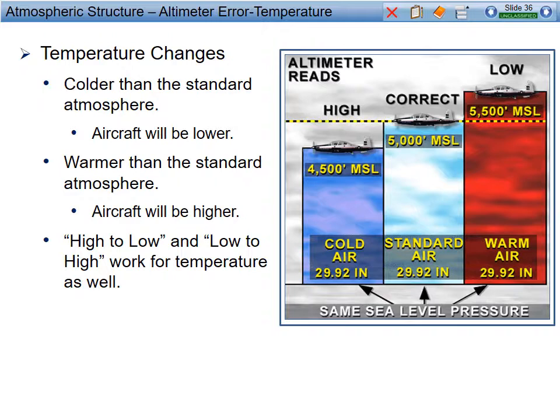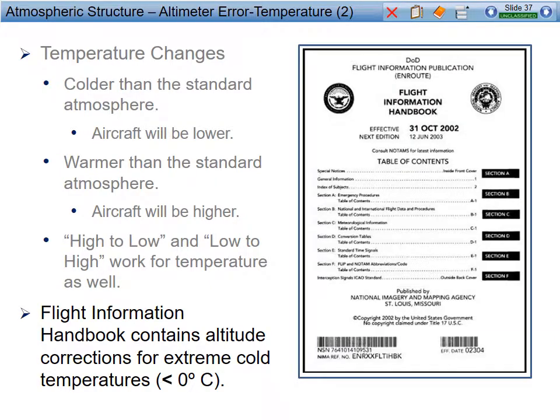The same is true of differences in air temperature. As you fly from an area of higher temperature to lower temperature, your true altitude will actually become slightly lower than your indicated altitude. As you fly from an area of lower to higher temperature, your indicated altitude will remain the same and your true altitude will slightly increase. We do not typically account for these differences except in the case of extreme temperatures, which are considered below 0 degrees Celsius, and we can find reference and a chart for these temperatures in our flight information handbook pictured on the right hand side of the screen.